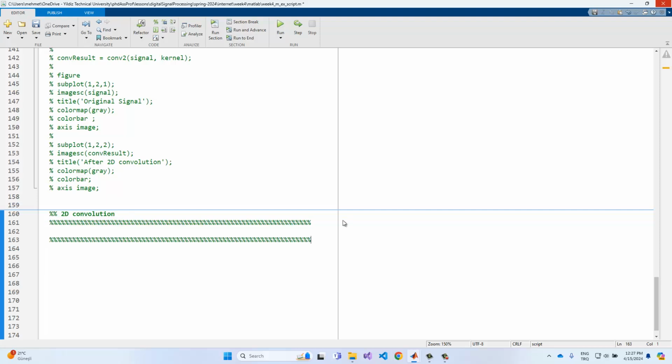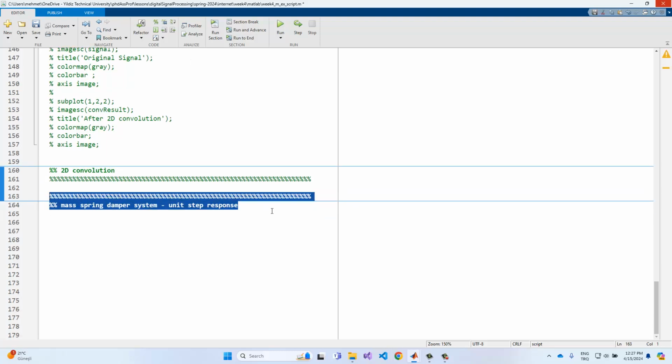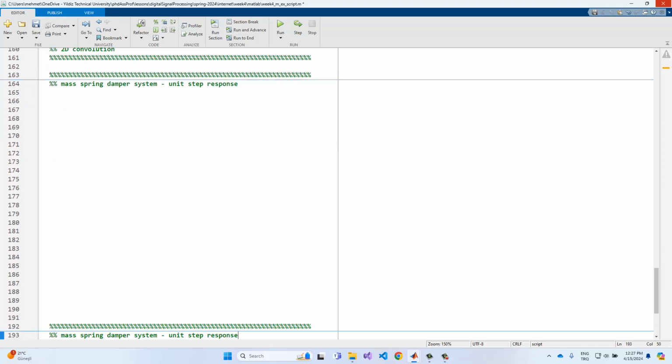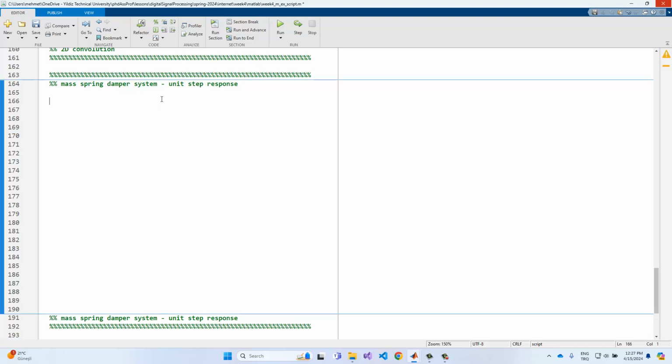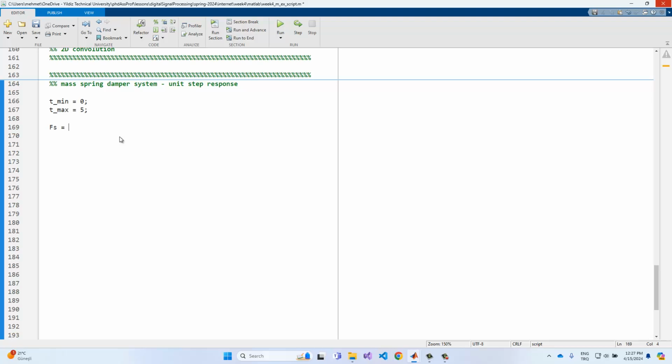So the final example about the convolution operation is the mass spring damper system for a given unit step response. In every area of system dynamics, control theory or digital signal processing, we can apply this unit step response for a given system or system equation. And so we can build this algorithm just like this one. T min is equal to 0, T max is equal to 5, and we need to define the time vector in here with the sampling rate of 1000.